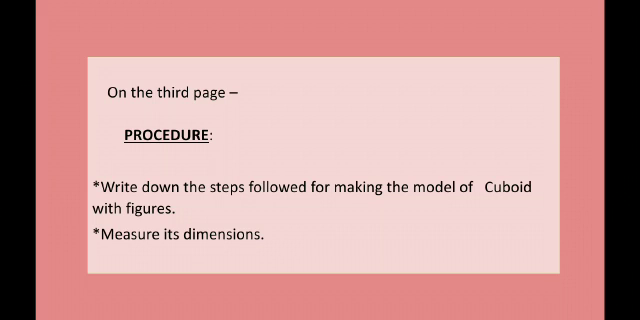In the procedure you have to write the steps how you are making the cuboid, like you're taking the mound board, measuring the length, breadth, taking some length, breadth and cutting it, the sides of the cuboid you're cutting, then you're joining with the help of sellotape, then you're covering with colored paper. All these steps you have to write here.